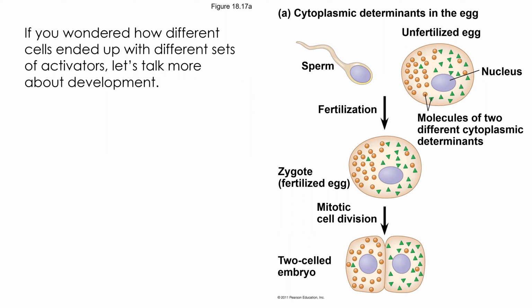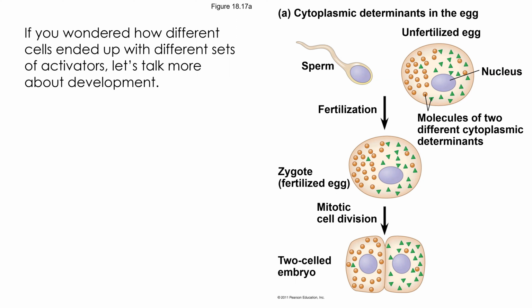When we talked about things like albumin, which is expressed in liver cells, and crystallin, which is expressed in the lens cells of the eye, we talked about how those situations can come about because there are different pools of activators circling around in the nucleus of those different cells. So if you wondered how different cells start out and end up with different sets of activators and other molecules, we can solve some of this by looking more deeply into development.